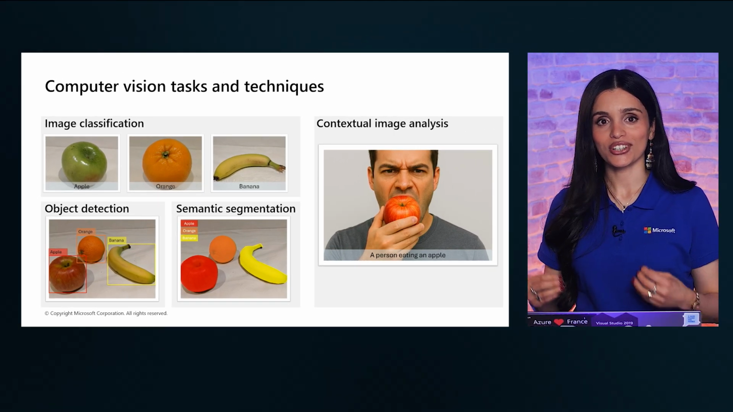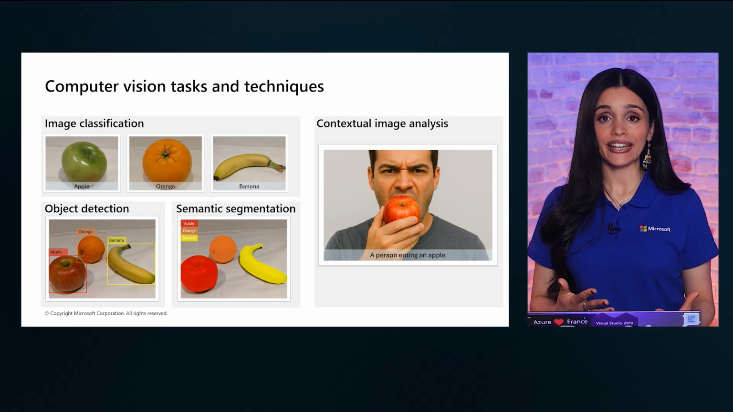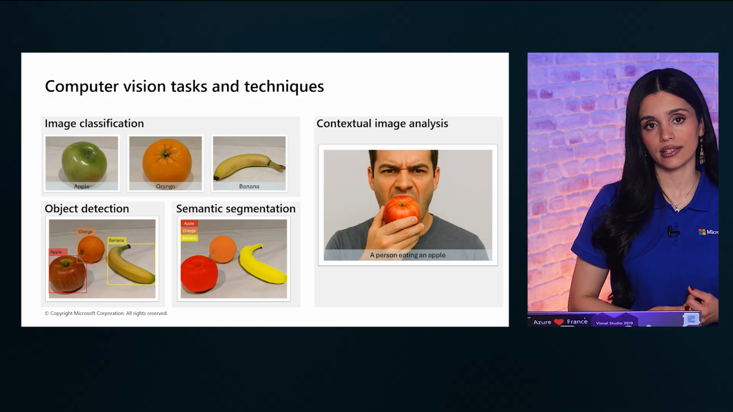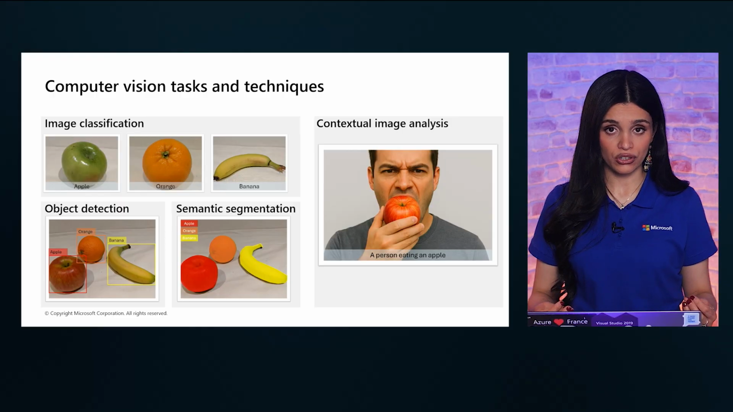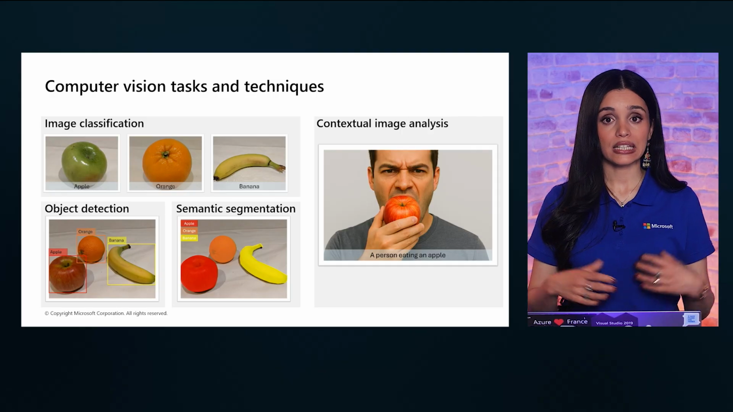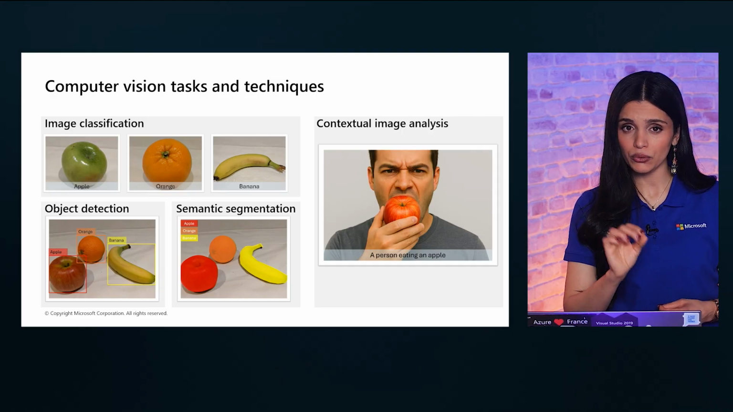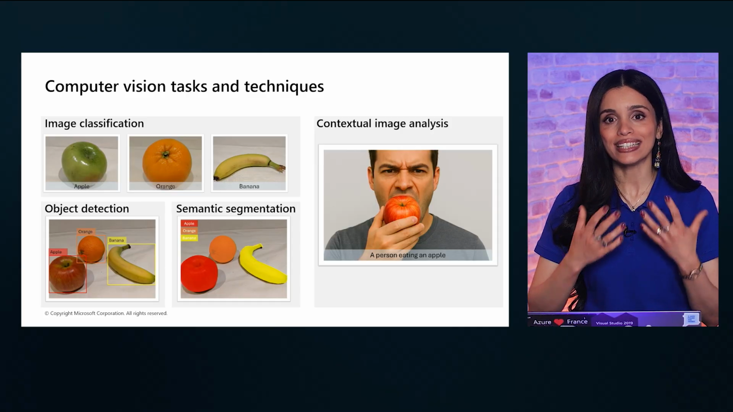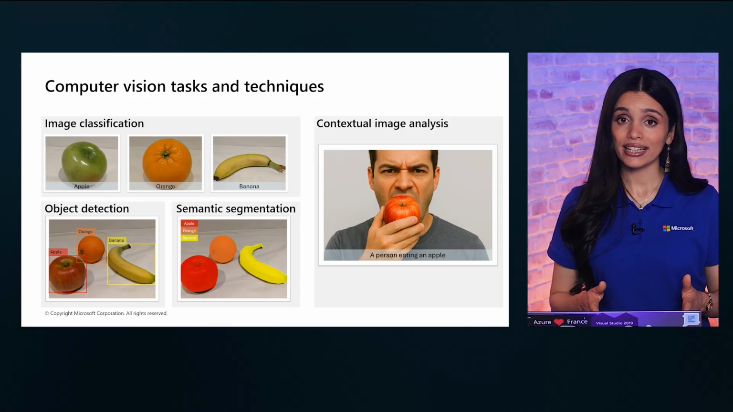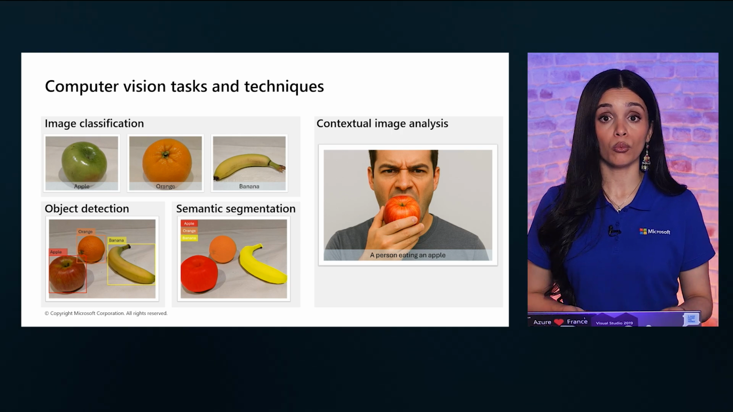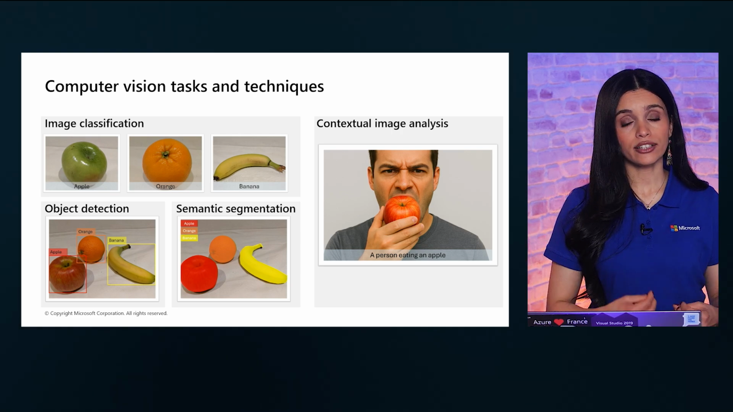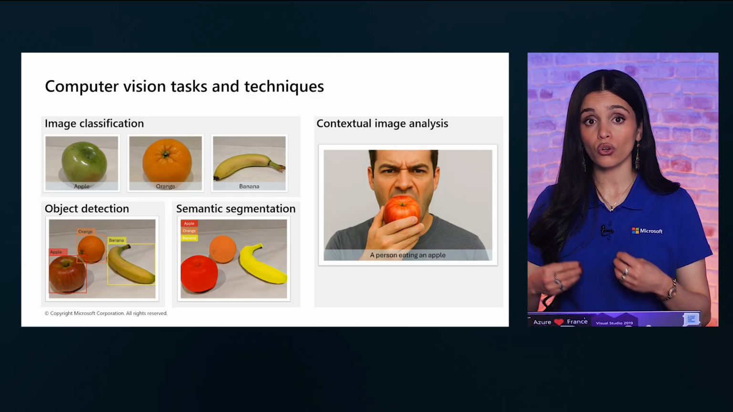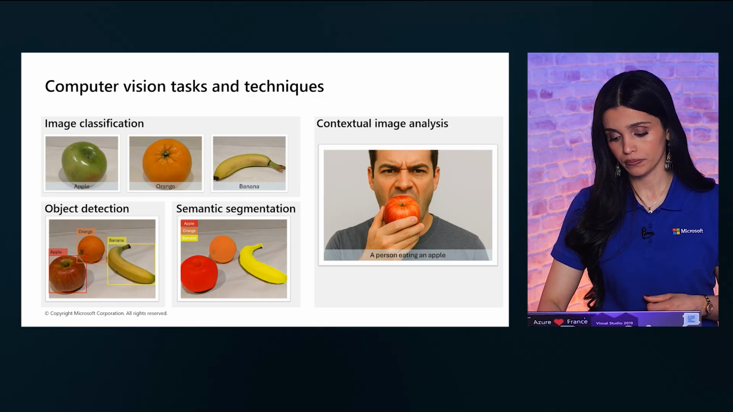Each task answers a different question. Classification answers: what is this? Detection answers: what and where. Segmentation answers: exactly which pixels. Contextual analysis answers: what is happening. That's why different tasks require different models. Choosing the right computer vision task depends on the problem you are trying to solve.